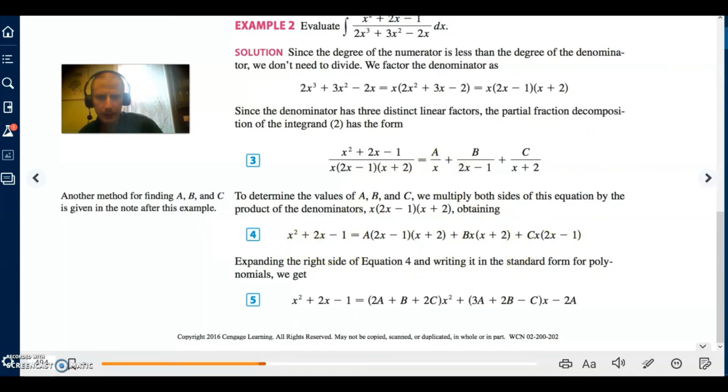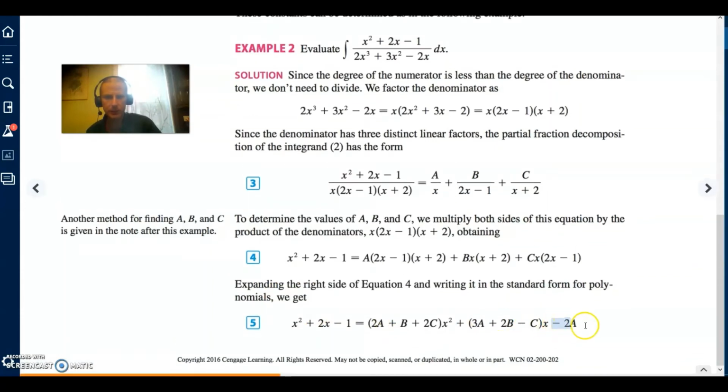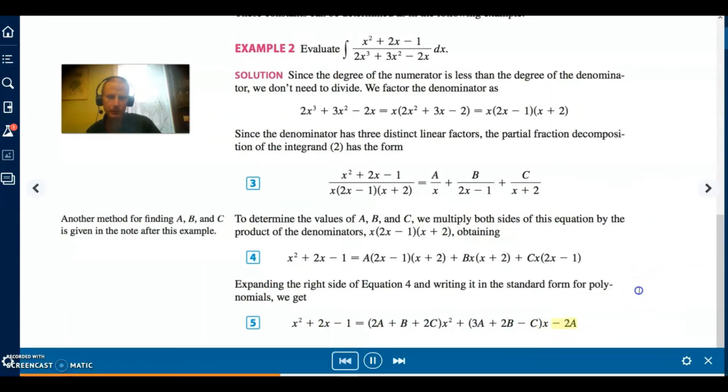By multiplying it out and looking at coefficients, we wind up with x squared plus 2x minus 1 equaling (2A plus B plus 2C) times x squared plus (3A plus 2B minus C) x minus 2A. And at this point, what you do is you compare the coefficients of the different powers of x. The constant term here is minus 1, and the constant term here is minus 2A, and that means minus 1 is set equal to minus 2A.